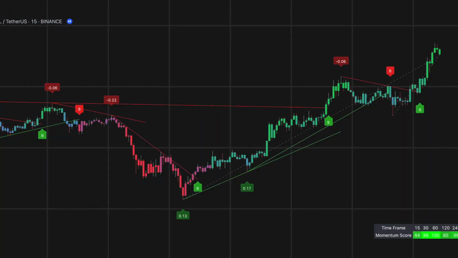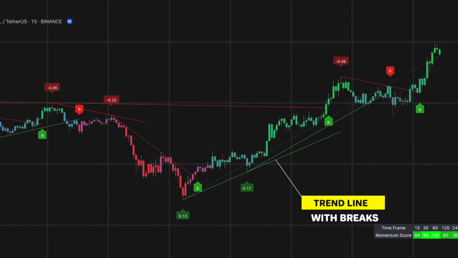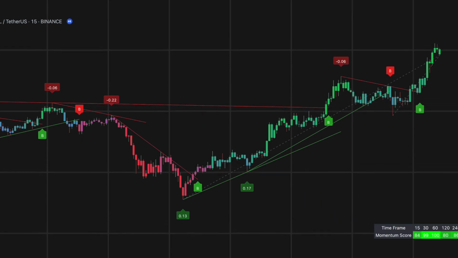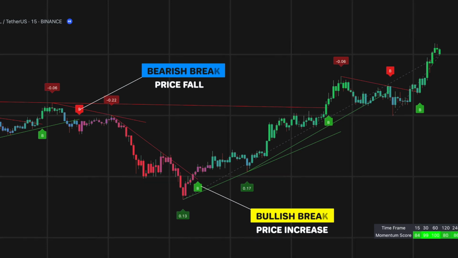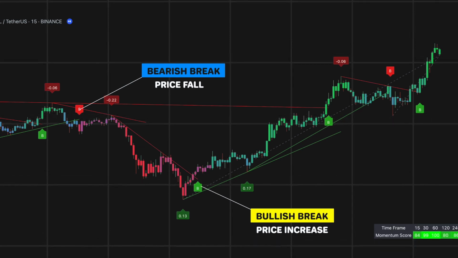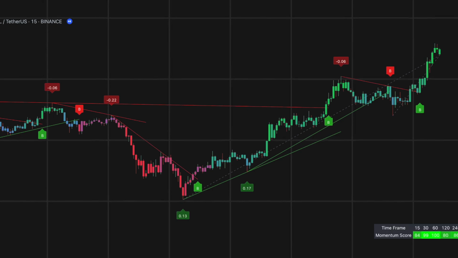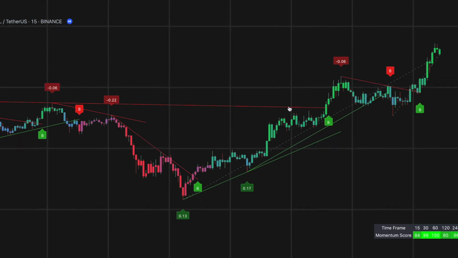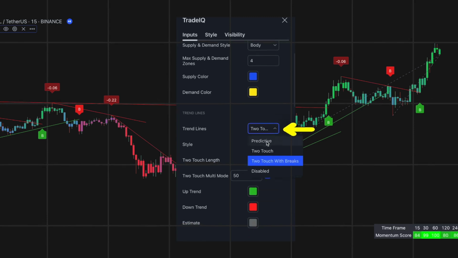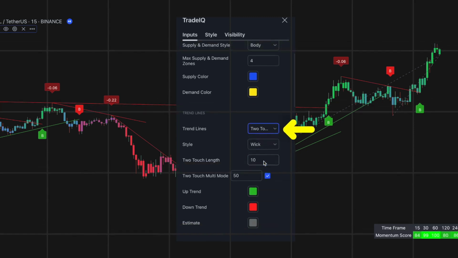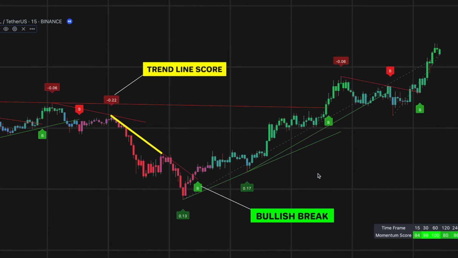The next feature TradeIQ Toolkit offers is improved trend lines. The indicator includes dynamic trendline analysis, identifying critical trend lines and noting when they break. These breaks can signal significant market movements, providing traders with timely information to adjust their strategies. You can select different types of trend lines: predictive, two-touch, and two-touch with breaks. The indicator assigns a number to each trend line.